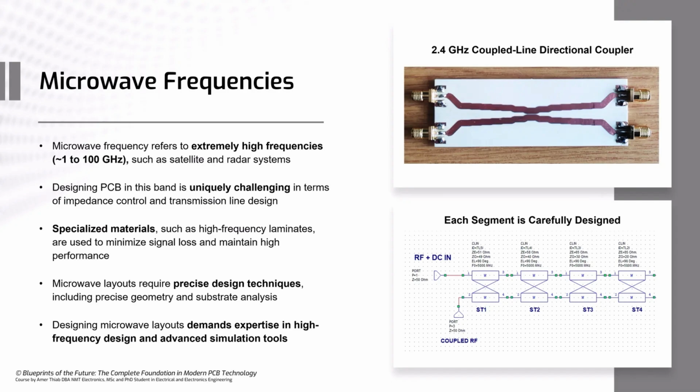Look at this board, for example. This is a 2.4 gigahertz coupled line directional coupler. This is a device that splits the input power into two controlled components, outputting none at the fourth port. You can see that the design is simple, having only two interesting traces and connection jacks.